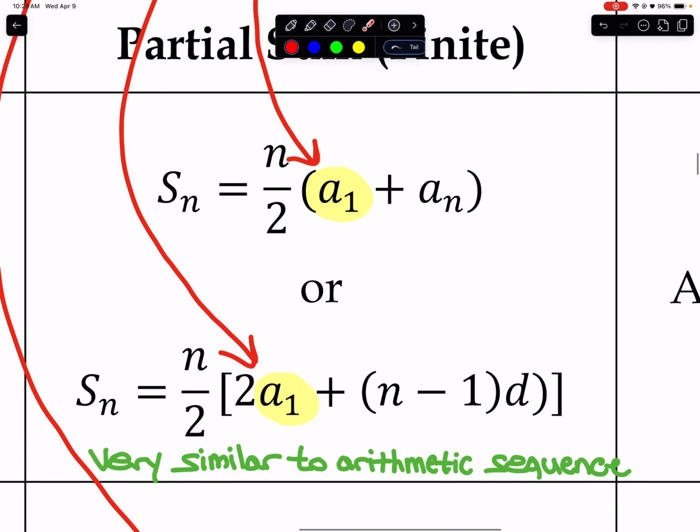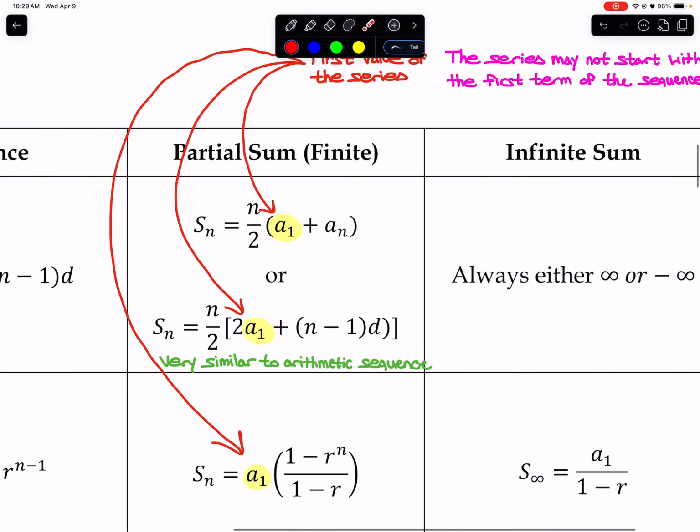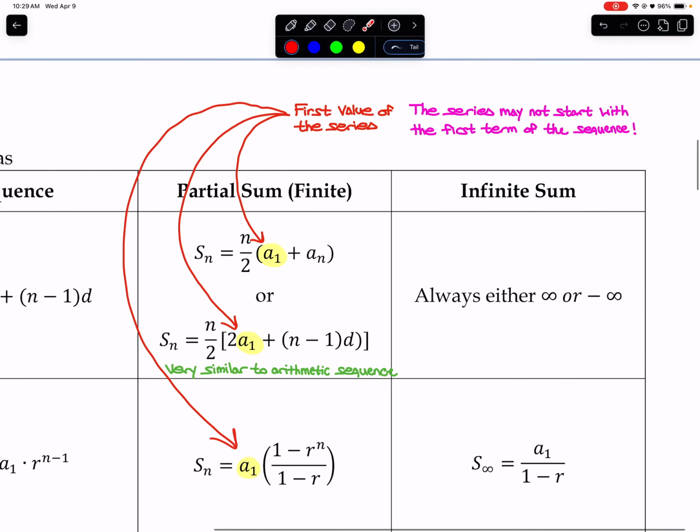So the a sub 1 right here, I know, can be a little misleading. It's not necessarily the first term. It's just where does the series start? Am I starting from the 3rd term and going to the 8th term? Am I starting from the 5th term and going to the 10th term? It just depends on what's written. So that's a very important caveat that I need everyone to take note of.